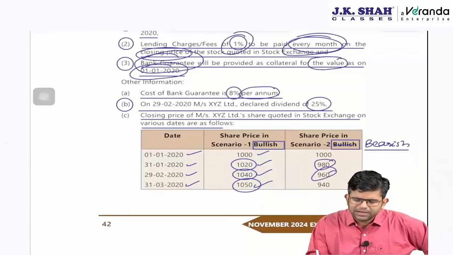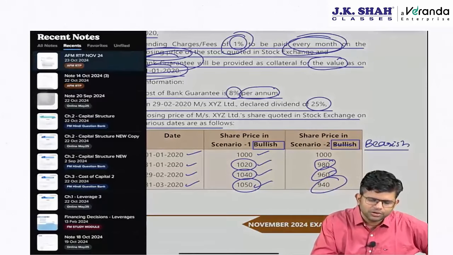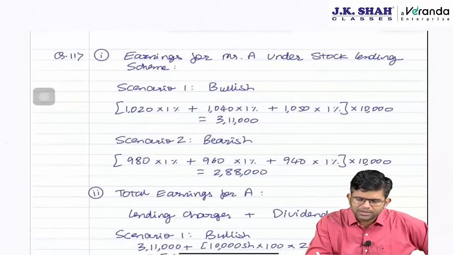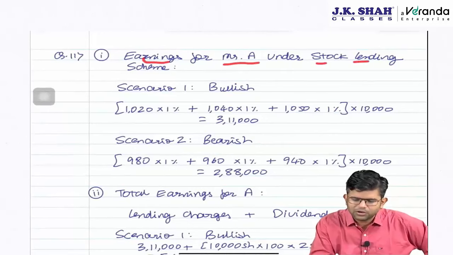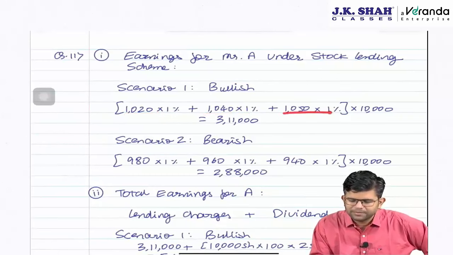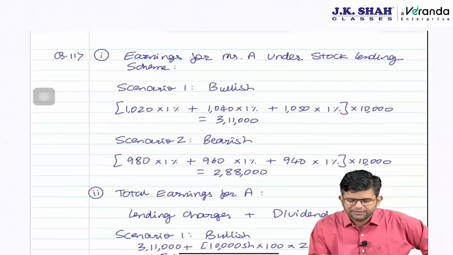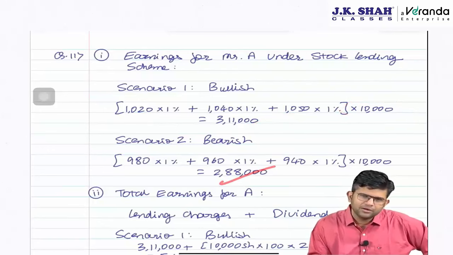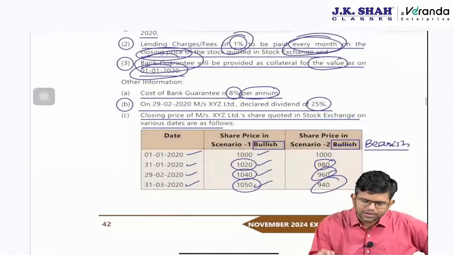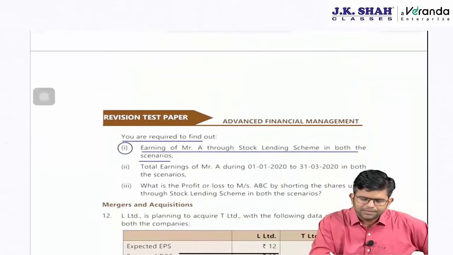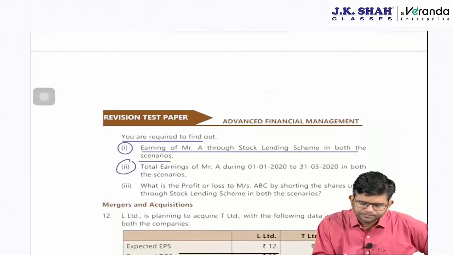Similar calculation, can I say, we will do for scenario B also. I'll show you my solution. You can see earnings for A under the stock lending scheme, scenario 1: 1020 into 1% plus 1040 into 1% plus 1050 into 1% into 10,000 shares, 3,11,000, and similarly here 2,88,000. Okay. Moving on, they are asking point number 2.